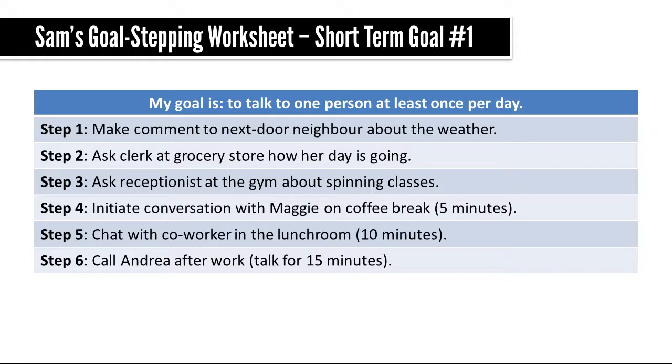Step 3, ask a receptionist at the gym about spinning classes. Step 4, initiate conversation with her colleague Maggie during their coffee break. And she set a specific time for that, 5 minutes. Step 5, chat with a coworker in the lunchroom. Again, she set a specific time for herself, about 10 minutes. And step 6, call Andrea after work and talk to her for 15 minutes. So you can see how specific Sam was about the steps that would lead to her goal of talking to one person at least once per day.